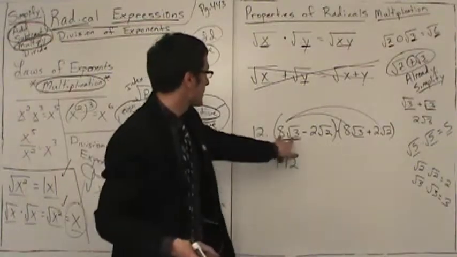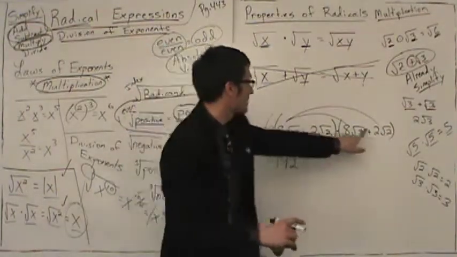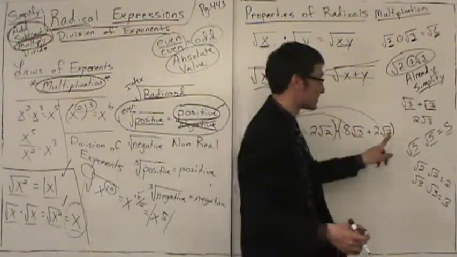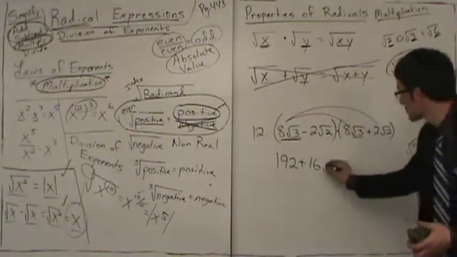Now take the 8 root 3 and multiply by the 2 root 2. Number times number, radicand times radicand. So 8 times 2 gives what? 16. And now the root 3 times the root 2. Can we multiply the radicands together? Yes. Okay, so root 3 times root 2 gives root 6.